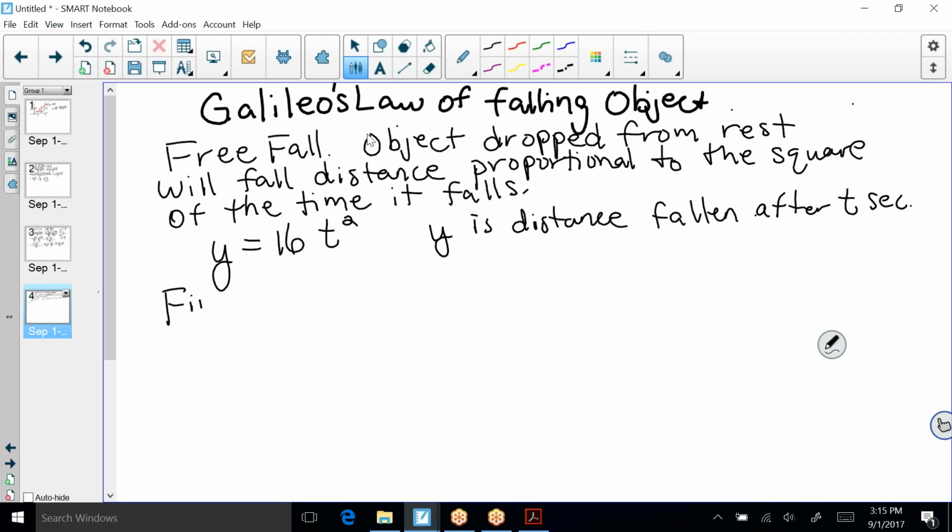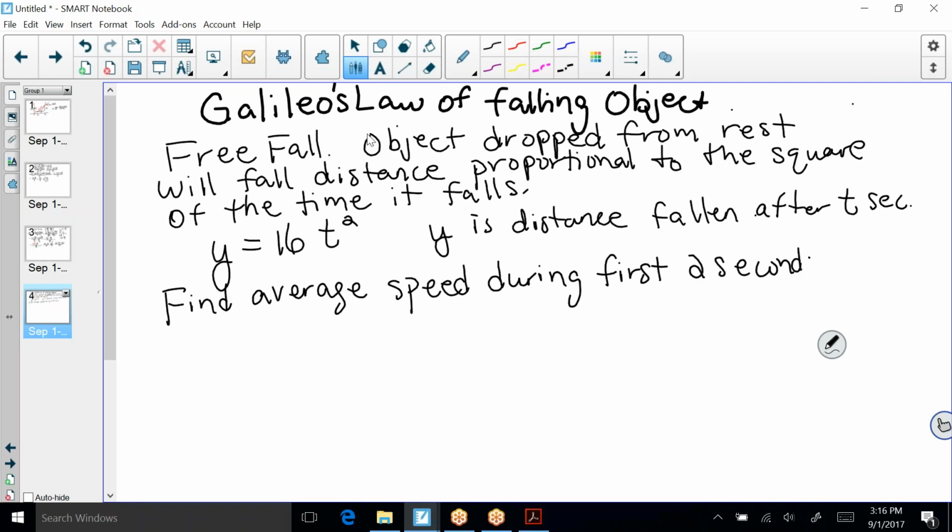Let's find the average speed of an object that's dropped from a certain height during the first 2 seconds. Okay. So if you're dropping an object and you're finding the average speed during the first 2 seconds, you're starting with the time being 0, and then you're ending at the time being 2. So our interval is going to be from 0 to 2 seconds.